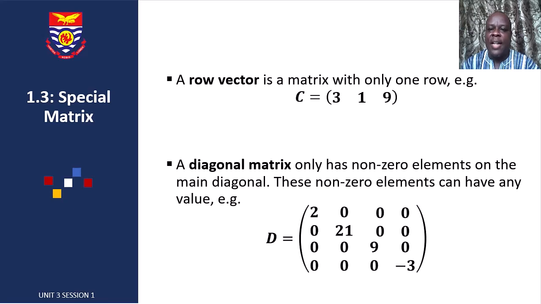Another special matrix we can look at is the diagonal matrix. The diagonal matrix is such that the main diagonal has non-zero elements, whilst the rest of the entries are 0. For example, if you look at the matrix D, the main diagonal is made up of 21, 9, and -3, but the rest of the numbers are 0.